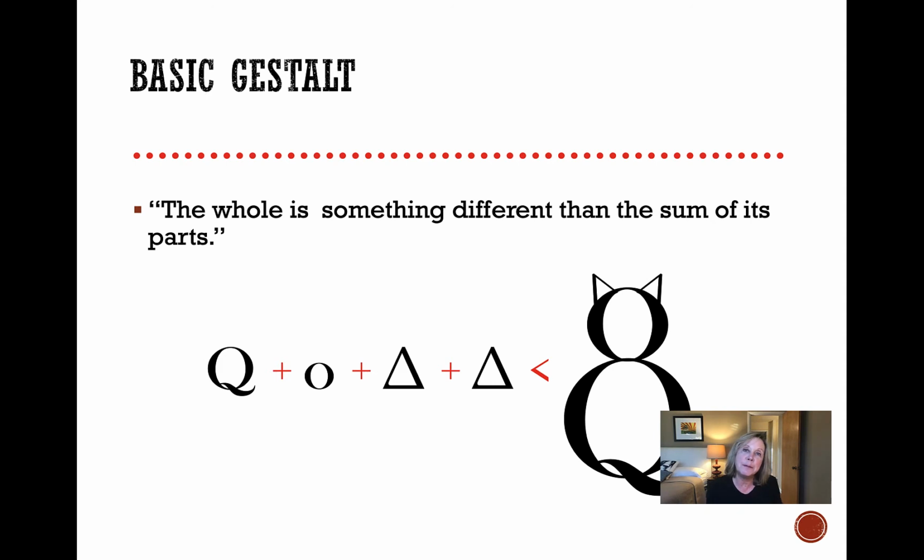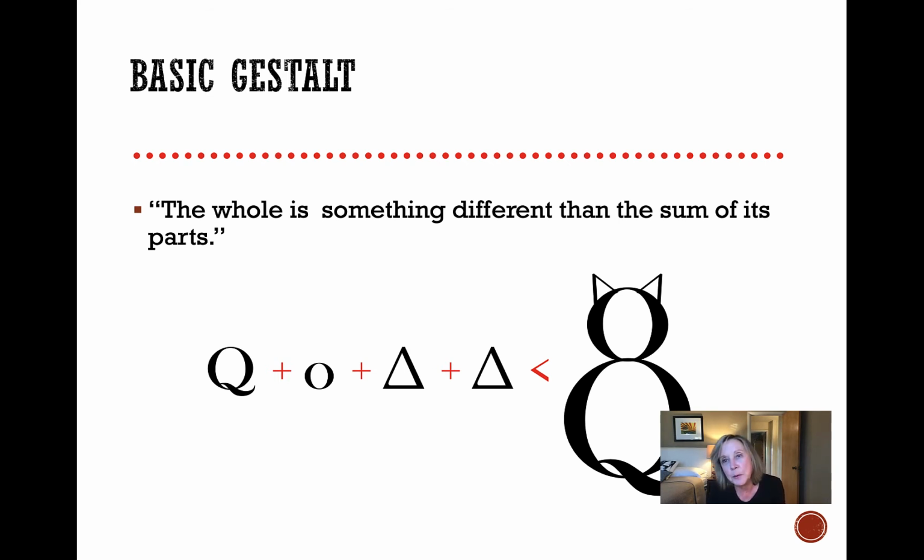So here is basic Gestalt. And this kind of a mantra, the whole is something different than the sum of its parts, has been used ever since Gestalt visual psychology was developed by designers to understand how the brain works. So let's think about that for a minute. The whole is something different than the sum of its parts. The whole exists independently of the parts.